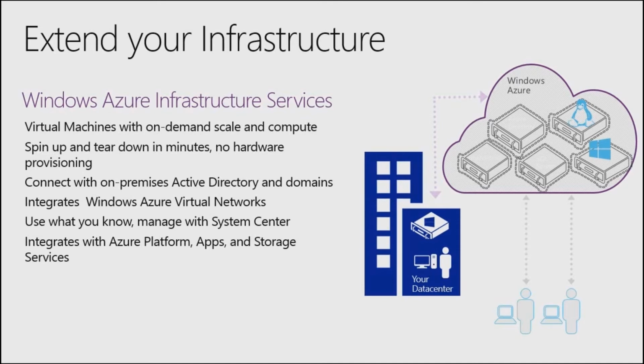We understand many of you already have line of business apps that are on-premises. You can take advantage of Windows Azure by extending those apps into the cloud. With Windows Azure, you can scale out your app to multiple instances to handle unpredictable usage. You can also connect with on-premises Active Directory or integrate using Windows Azure Virtual Networks. By extending your infrastructure, you get the best of both worlds by leveraging existing assets and new capabilities in the cloud.